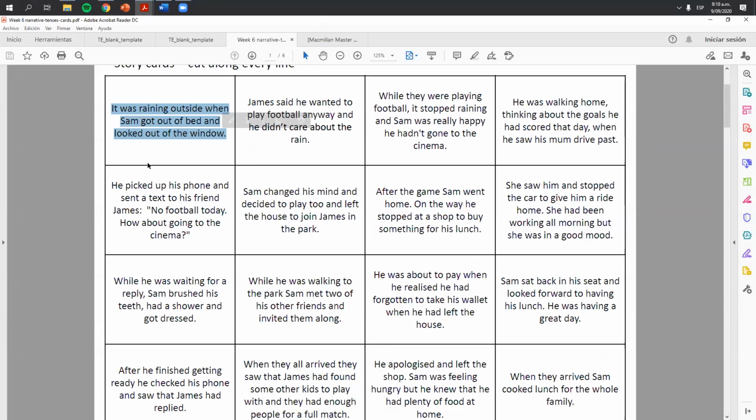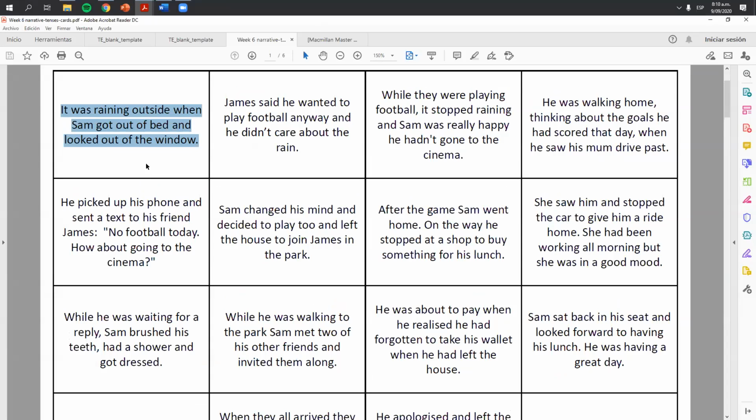It was raining outside when Sam got out of bed and looked out of the window. There we go. So thank you, Tanya. That's the first one. It was raining outside when Sam got out of bed and looked out of the window. I believe we don't have questions about that. This is very clear. Okay, so this is the first one, guys.